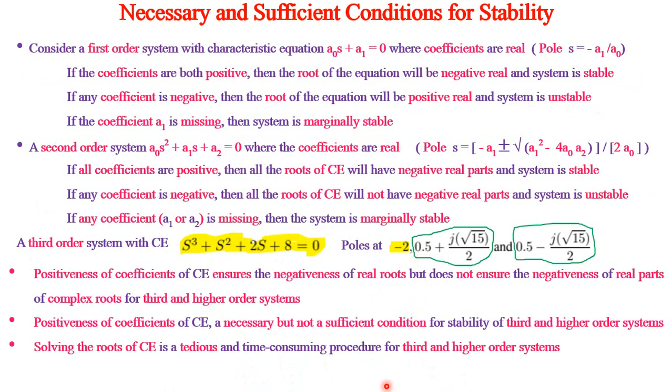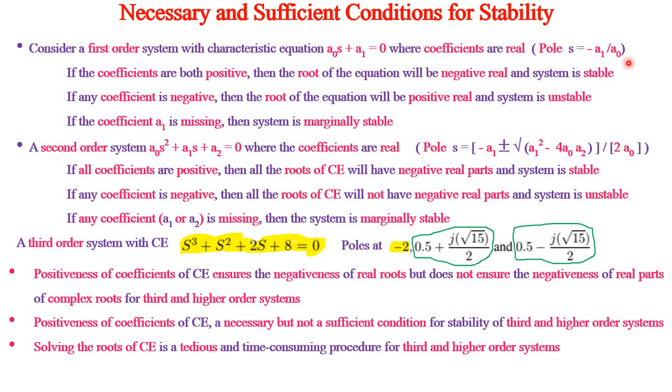Now let us understand the necessary and sufficient conditions for stability. Just by seeing the characteristic equation, how can we come to a conclusion on system stability? What are the necessary and sufficient conditions for the same? For example, let us consider a first order system with the characteristic equation a0 s plus a1 equal to 0. The coefficients a0 and a1 are real. If we find the pole, it is minus a1 by a0.